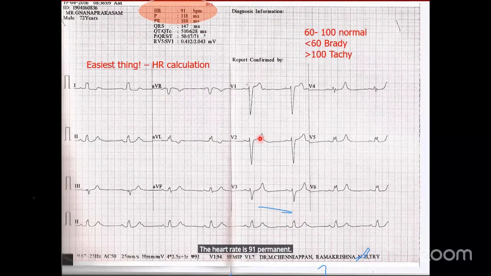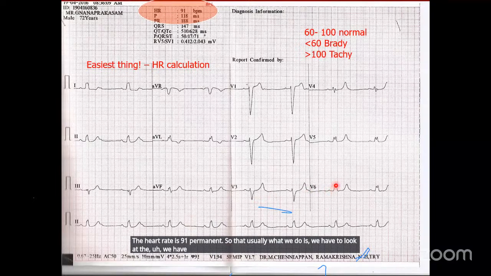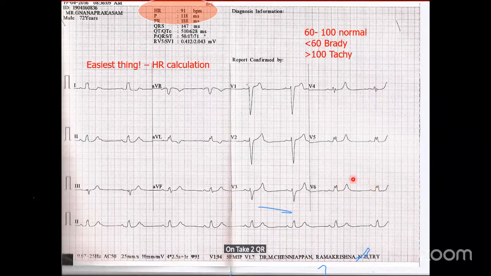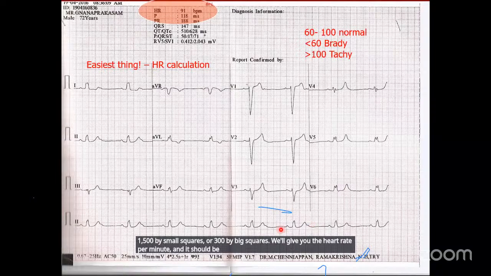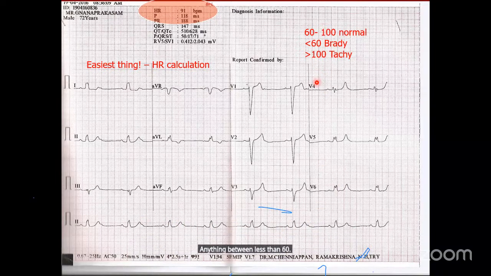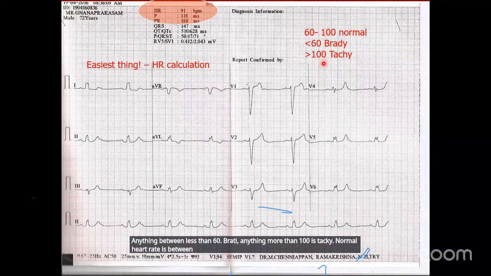So what we do is take a lead in which the QRS is seen nicely, and take two QRS complexes in the same lead, and count either the number of big squares or the number of small squares between the two adjacent QRS complexes. 1500 divided by small squares or 300 divided by big squares will give you the heart rate per minute, and it should be done only for a patient who has a regular rhythm. Less than 60 is brady, more than 100 is tachy. Normal heart rate is between 60 to 100 per minute.